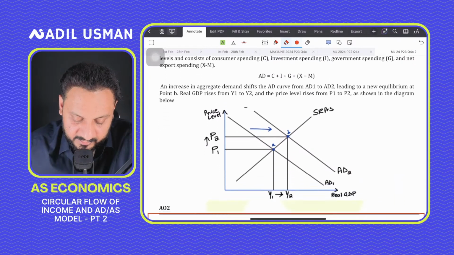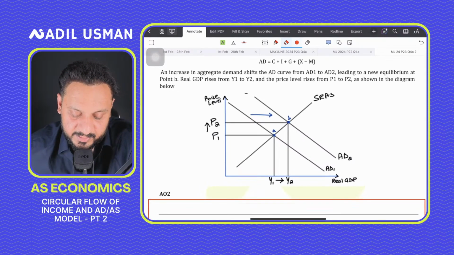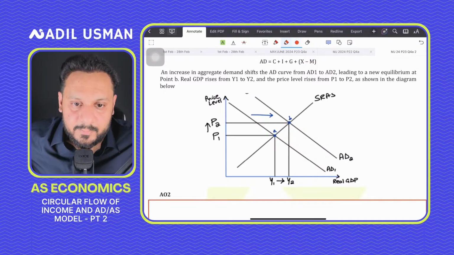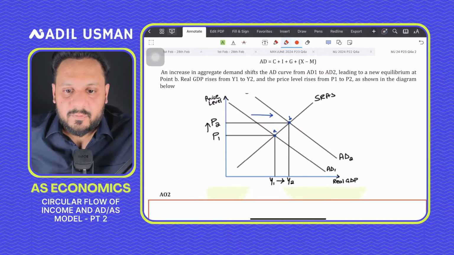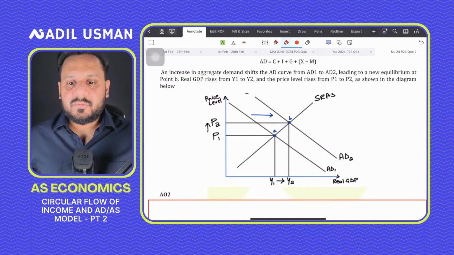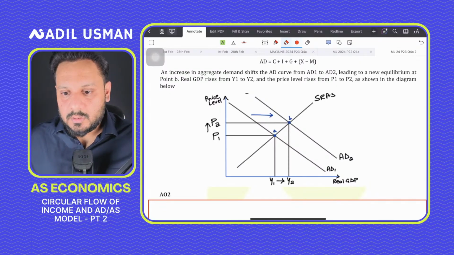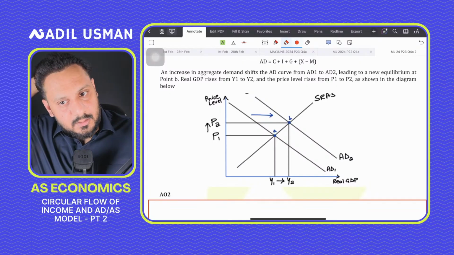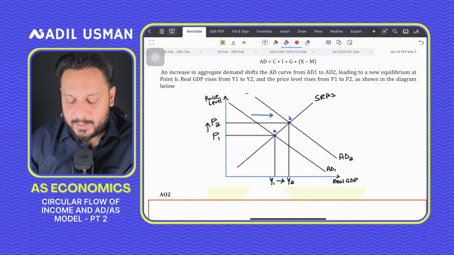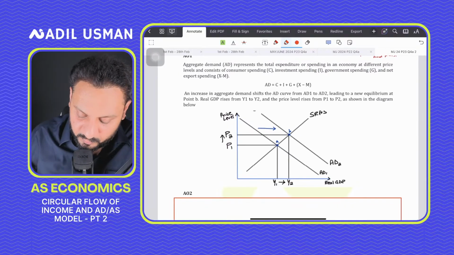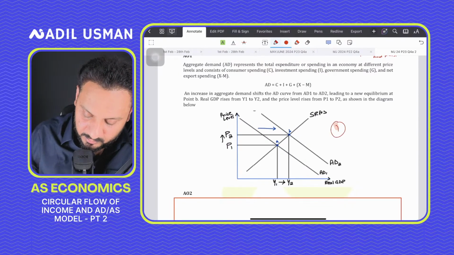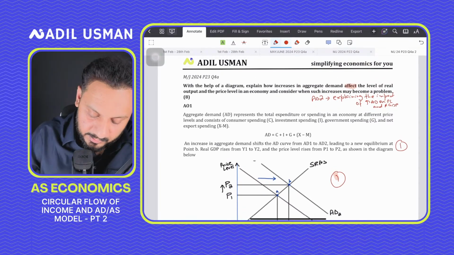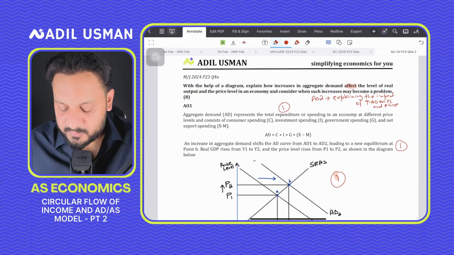You draw an ADAS diagram, and you say that an increase in AD would shift the curve from AD1 to AD2, that is to the right, which will lead to a new equilibrium at point B. And your real GDP goes up from Y1 to Y2, and the price level rises from P1 to P2. This is what you talk about in this question. Okay? Got it? So this will give you 1 mark for this diagram, 1 mark for saying what happens to price level and real GDP, and 1 mark for explaining what AD is.